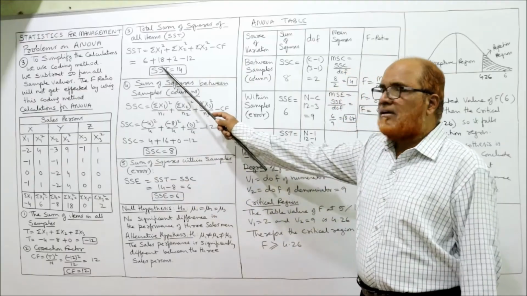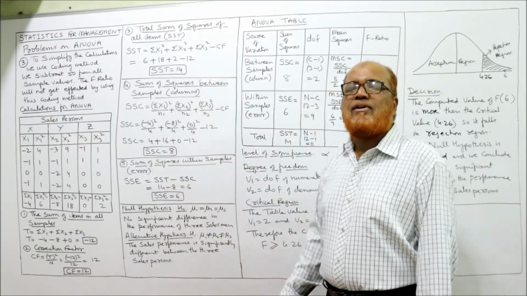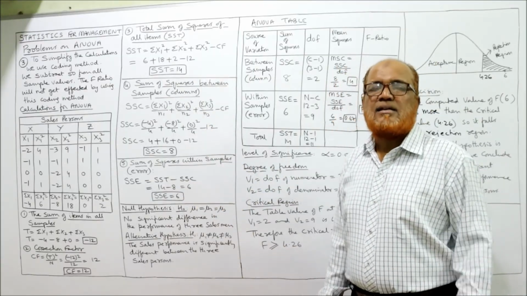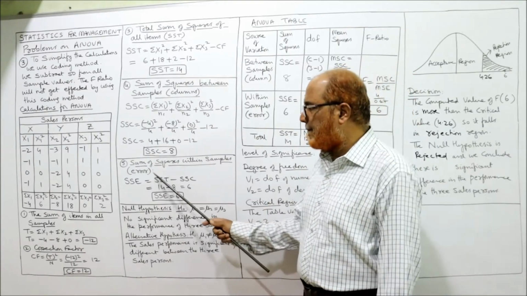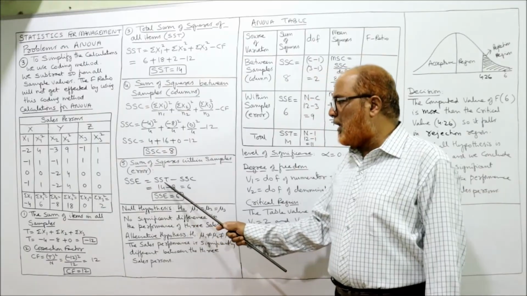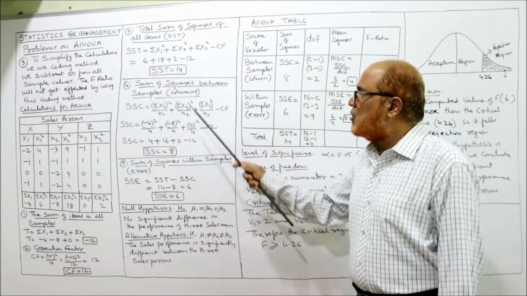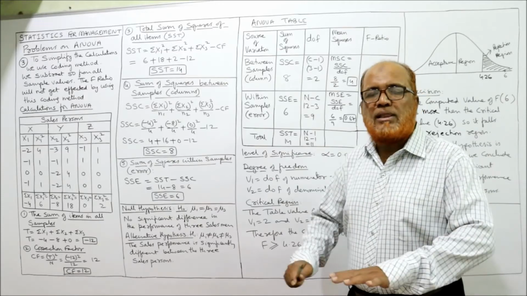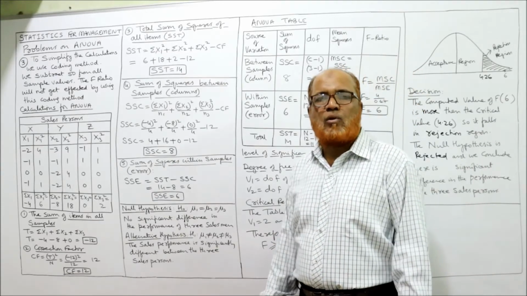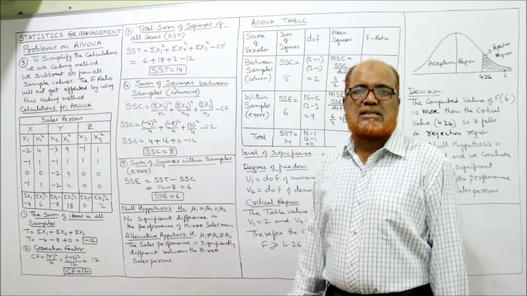We got SST, we got SSC. Now we want SSE, the sum of squares within the samples, that is called error. SSE is equal to SST minus SSC. So 14 minus 8 is 6. That's all the calculations required for the ANOVA table completed.